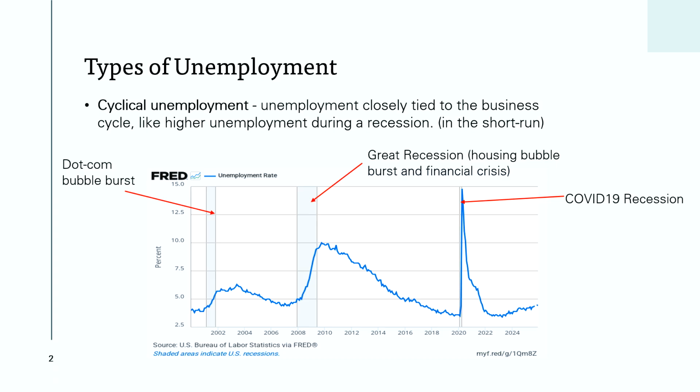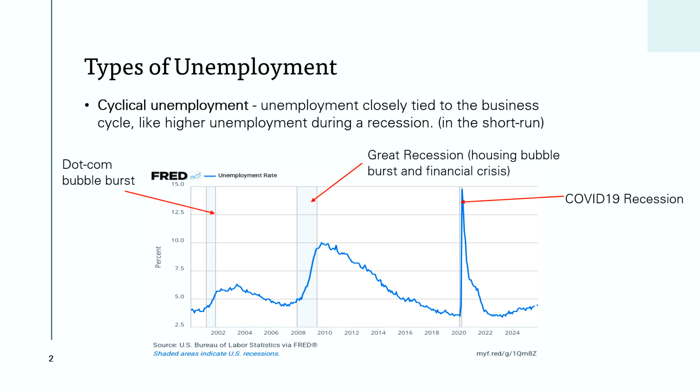The first type of unemployment is cyclical unemployment. This is the short-run variation in unemployment caused by the business cycle. When the economy is booming or expanding, cyclical unemployment is low because firms are hiring to meet high demand. However, during a recession, demand for goods and services drops, leading companies to lay off workers.